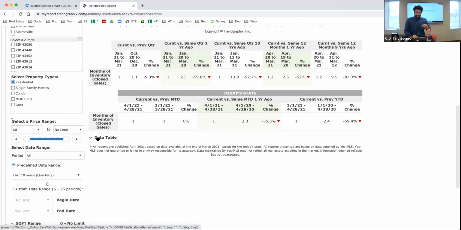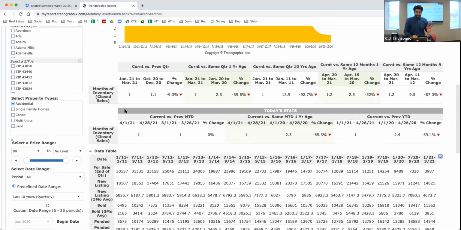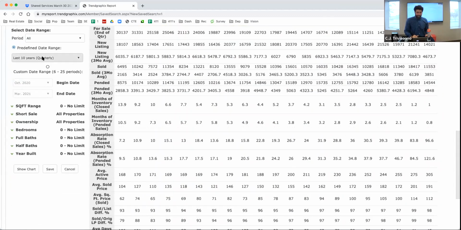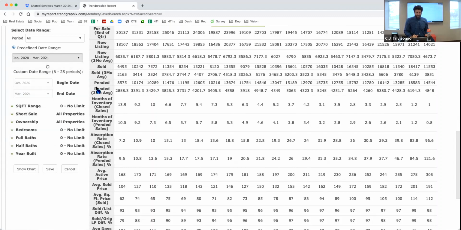I'm going to show you one thing that's a little bit deeper, and this is going to take us down a rabbit hole here. But see where it says data table. So we're going to click on this. It's going to open up a whole new world here. Actually, I'm going to pause. I'm going to change the dates. Let's just go back to the last 12 months.